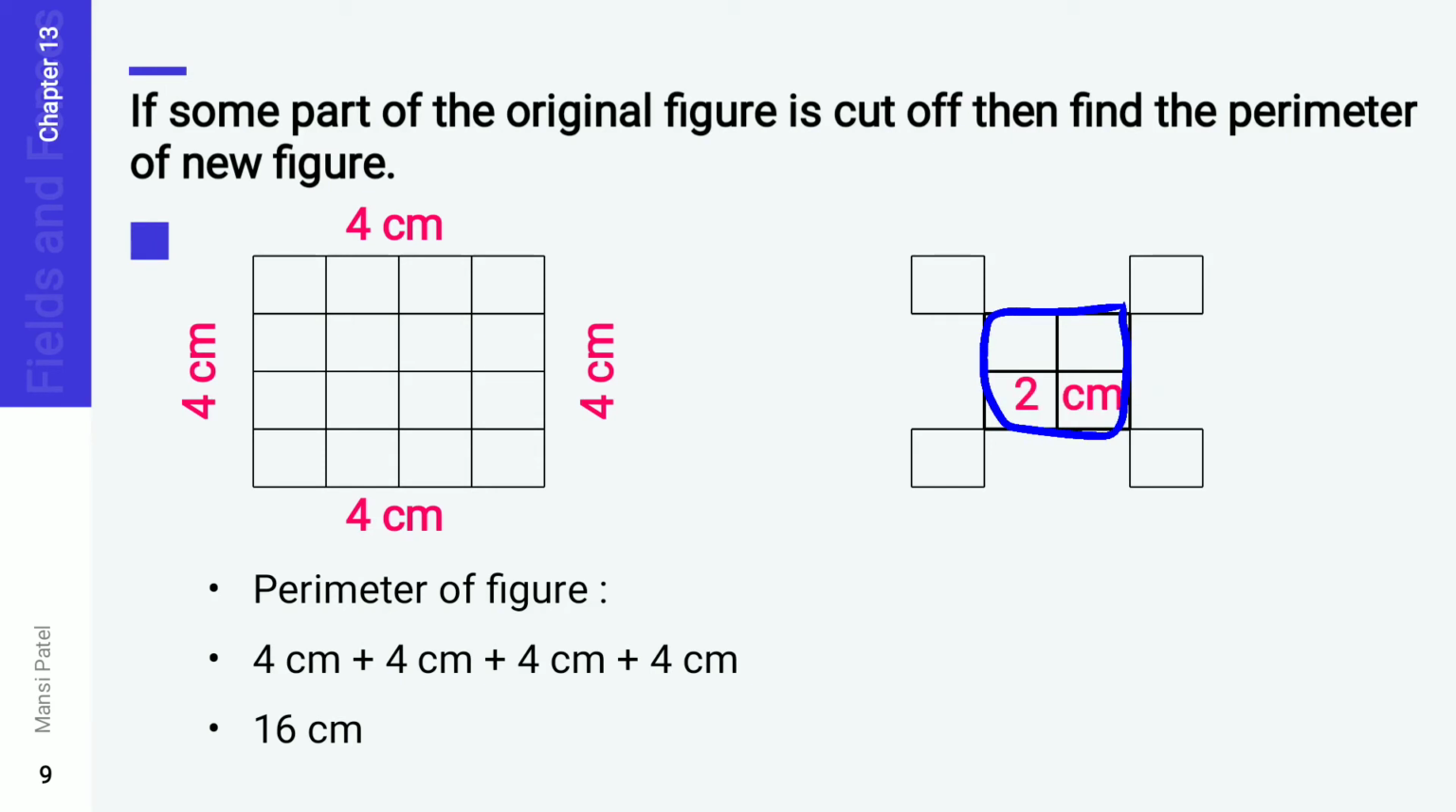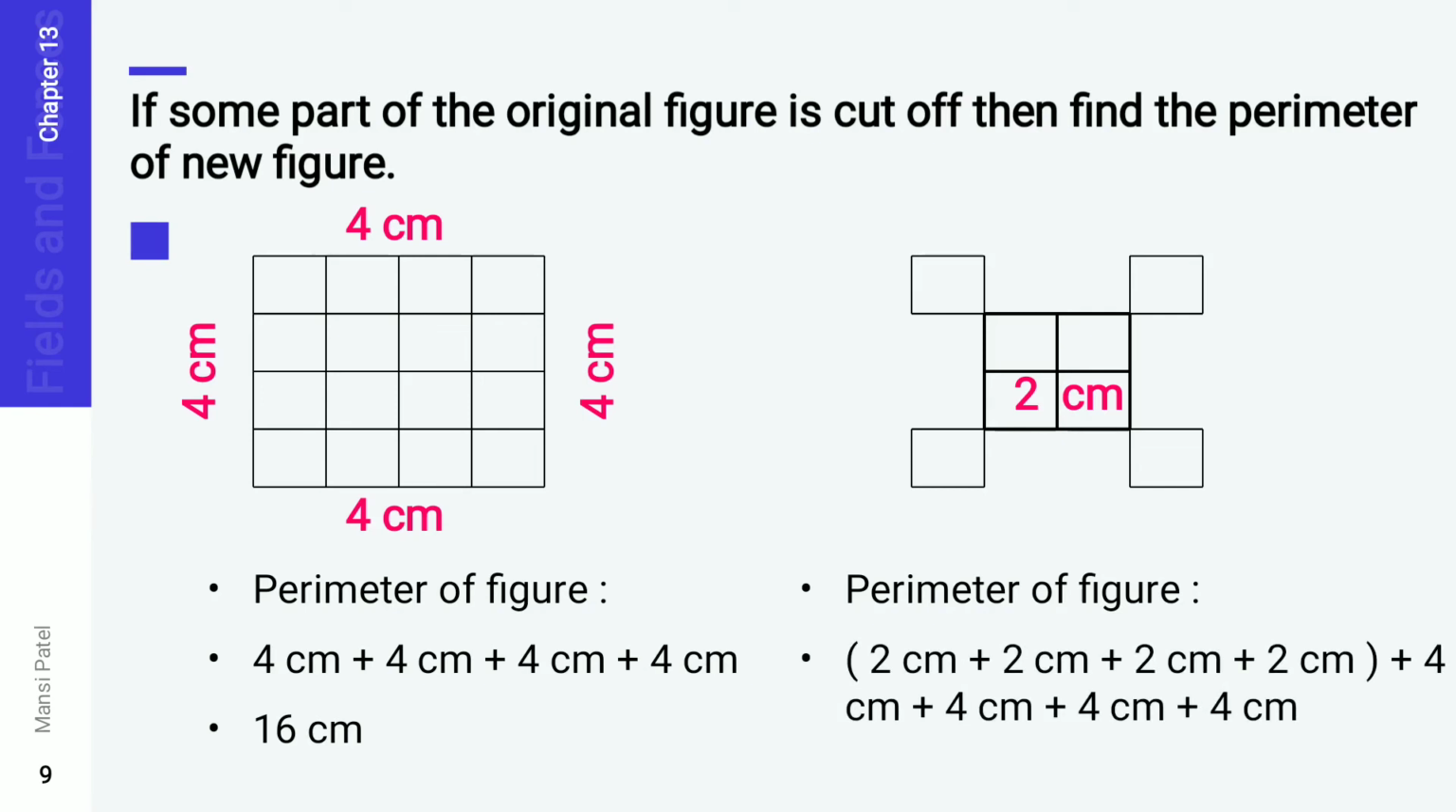So that is 2 centimeter. So the addition of this 2 centimeter 4 times, and then you have to add the remaining part. See here, 2 centimeter, 2 centimeter, 2 centimeter and 2 centimeter. This whole 2 centimeter of this whole part.